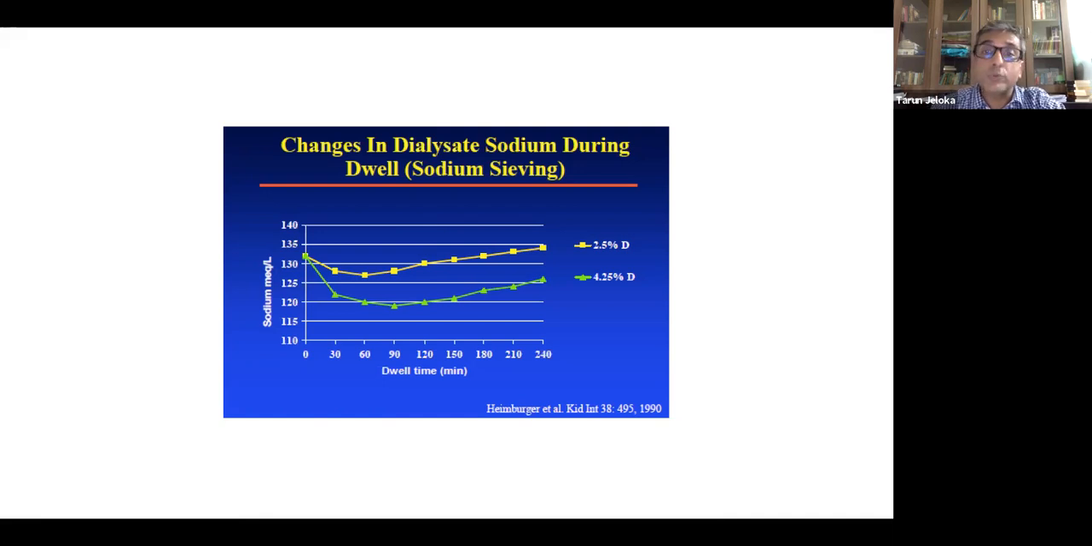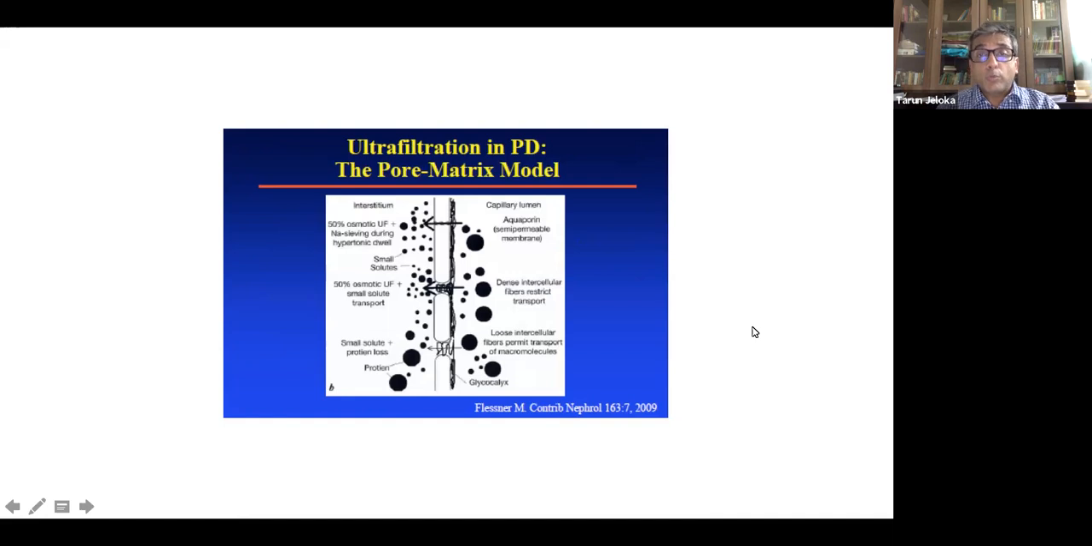So let's move to the second part. I told you about the 3-pore model. There are 2 other models which are less popular, but for theory purposes, you should know them. One is the pore matrix model. Here also there are 3 different pores, but the explanation is a little different. Aquaporin is here also, which is concerned only with water transport. And there are two different kinds of pores, but they are lined with glycocalyx.